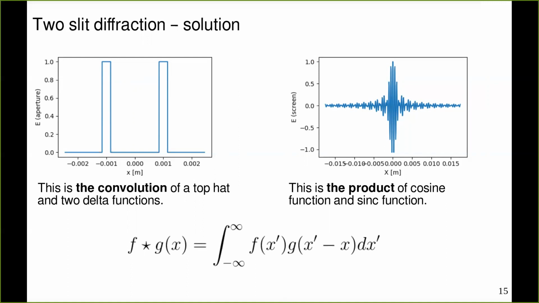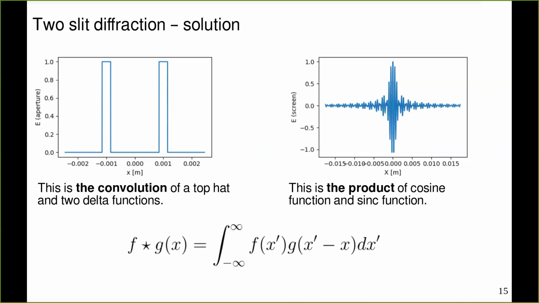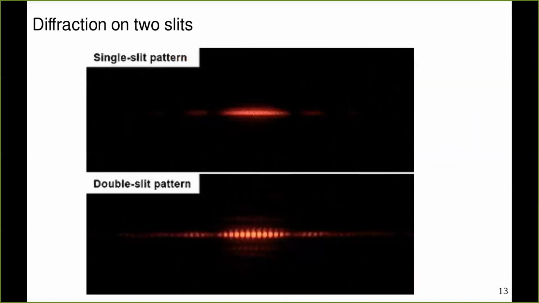This is the product of the cosine and the sinc. Of course, the cosine and the sinc don't have the same arguments. The sinc depends on the width of the slits. The cosine depends on the distance between the slits. And then when we take the square of this, it looks something like this. So this distribution is basically a sinc modulated by a cosine of higher frequency, which corresponds to the lower image here. Okay, pretty cool.